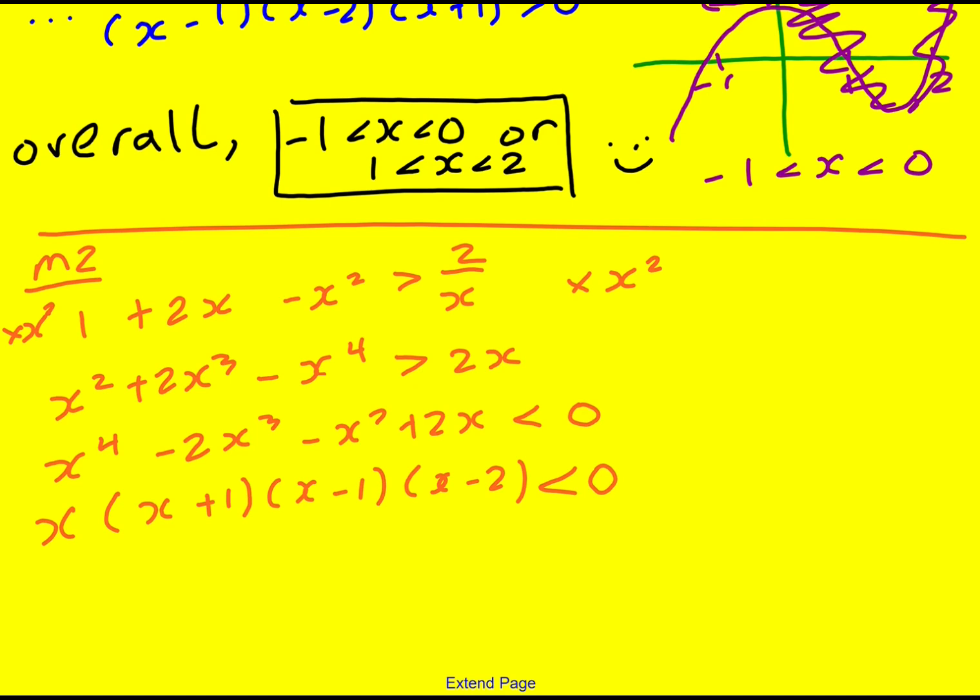Okay, I don't know, there's something about just timesing through by x squared I'm not quite a fan of, because I just sort of think you might introduce extra solutions. But it actually does work out really nicely and is arguably the best method here.